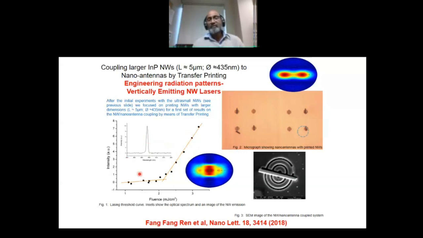And so really this opens up opportunities, and particularly we're able to make for the first time vertical emitting nanowire lasers. That means we can make use of these to create ordered patterns of nanowire lasers, which could be used for holographic display applications, facial recognition applications, and a range of other things. And a lot of hard work has been put in by many students and postdocs, including Professor Fang Ren at that time.